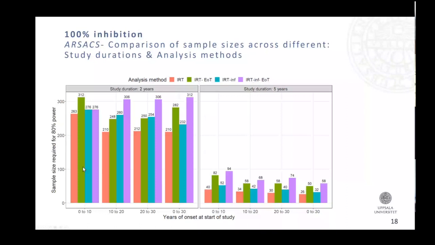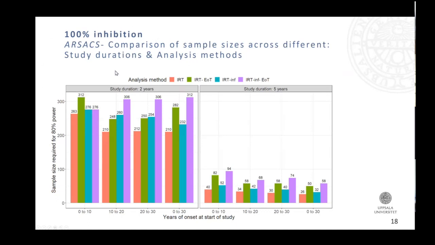We can also see that with a shorter study, the value of longitudinal analysis is going down. So here it's a factor of 2 between using all the data and using only the end of treatment data, whereas here it's only more like a 20% difference, even less.